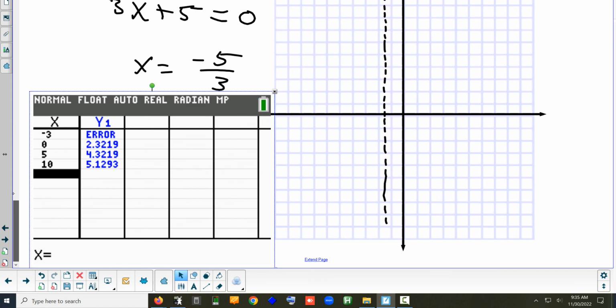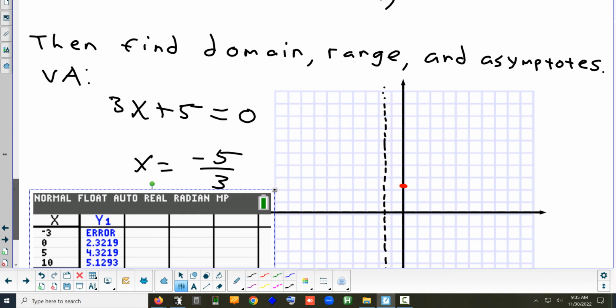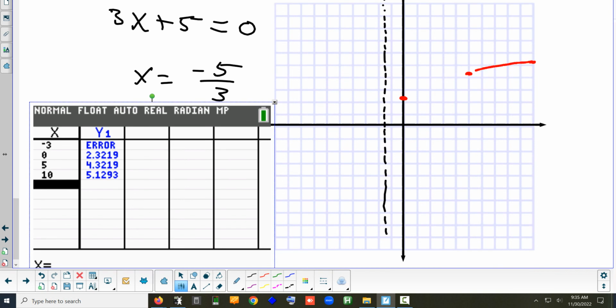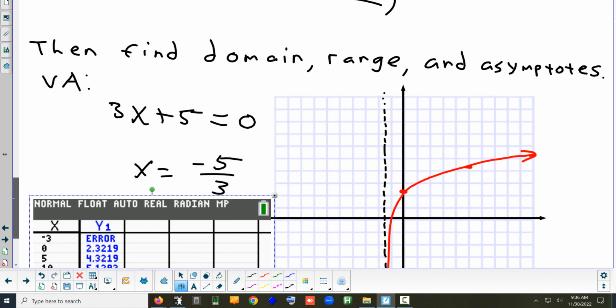Okay, so 0, 2.3. 5, 4.3. Good enough. And 10 just above 5. All right, so I've got my curve, and I know that it's going to get very close to that asymptote and stay right next to it. So we're looking at something that probably looks about like that. If you want a couple more points, you could do more. I don't really think you need any more. Well, that's all you have to do to make a sketch. Just find that vertical asymptote, get a couple points, and then just draw your curve.